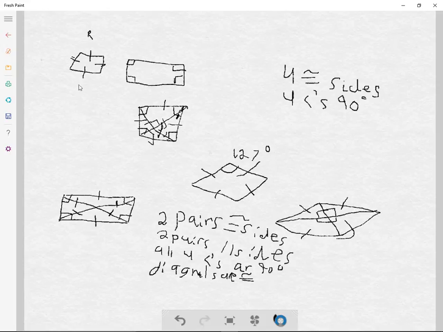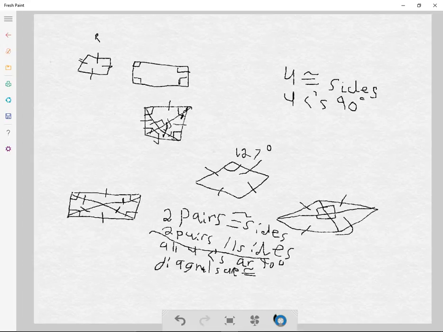If we did a rhombus, it would have all four sides equal. It's a parallelogram, so it would have the first two as well. And then instead of the last one, it would have the diagonals meet perpendicularly. Then you just combine the two to make a square, because the square is both.